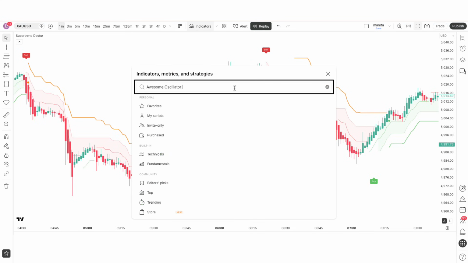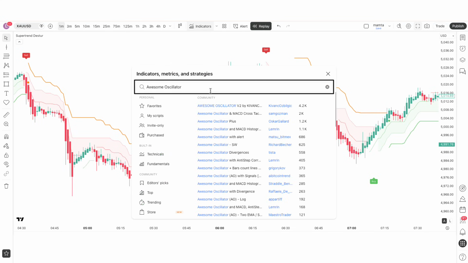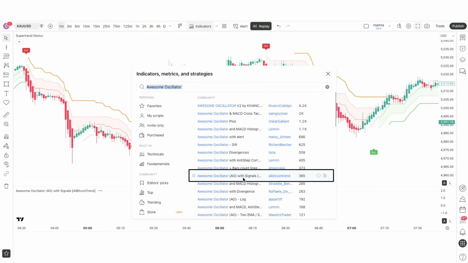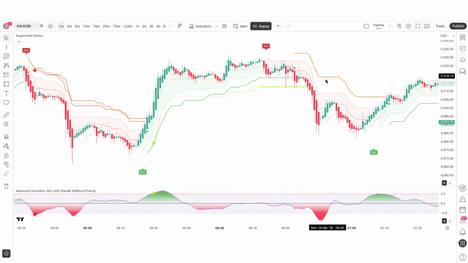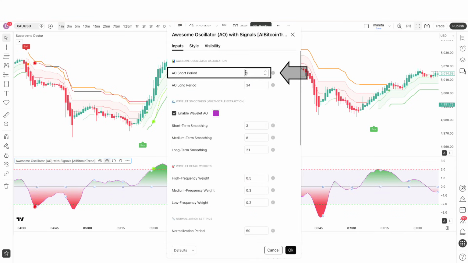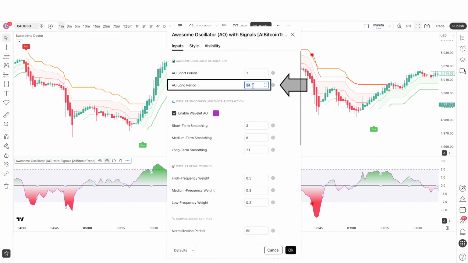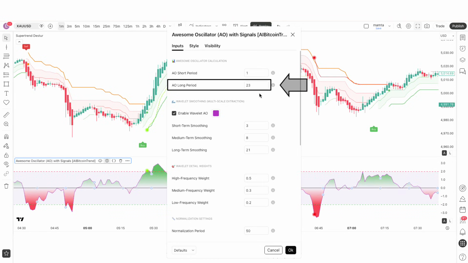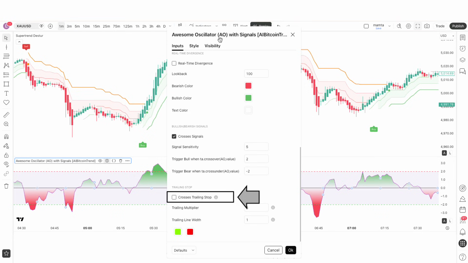Let's go to the Indicator Search tab, search Awesome Oscillator, and select the one called Awesome Oscillator, created by AI Bitcoin Trend. Now let's access the settings of this indicator so we can modify it to suit our strategy. We change AO short period from 5 to 1, and then change AO long period from 34 to 23, and keep these options hidden. And here everything is fine after that.